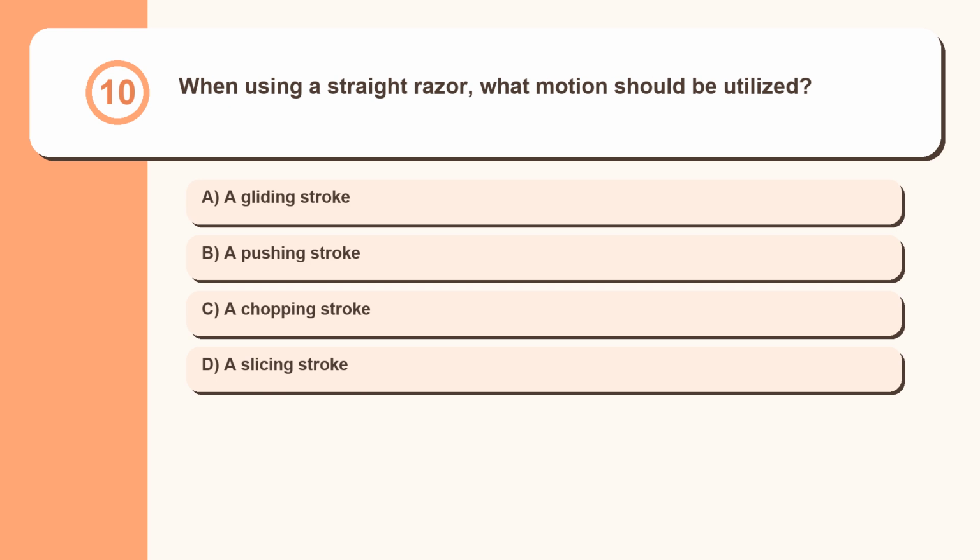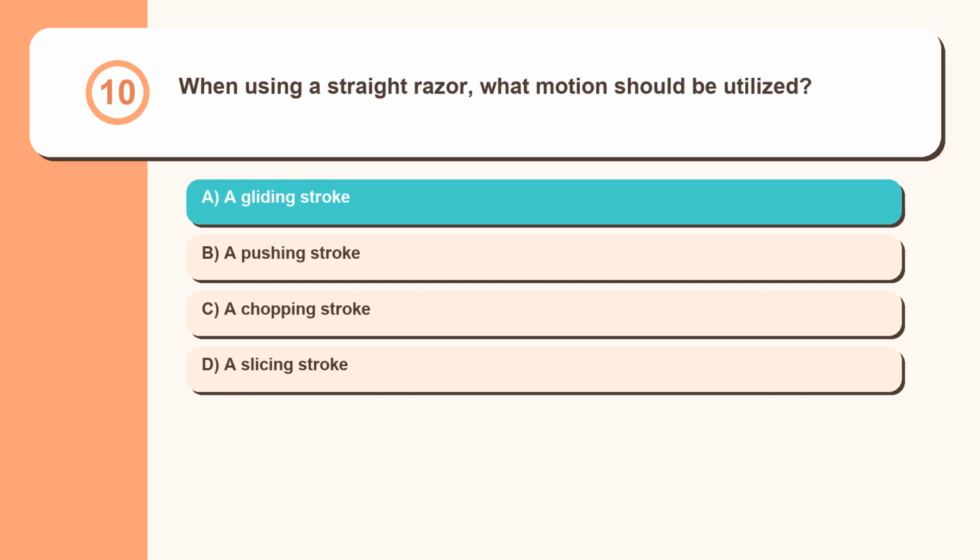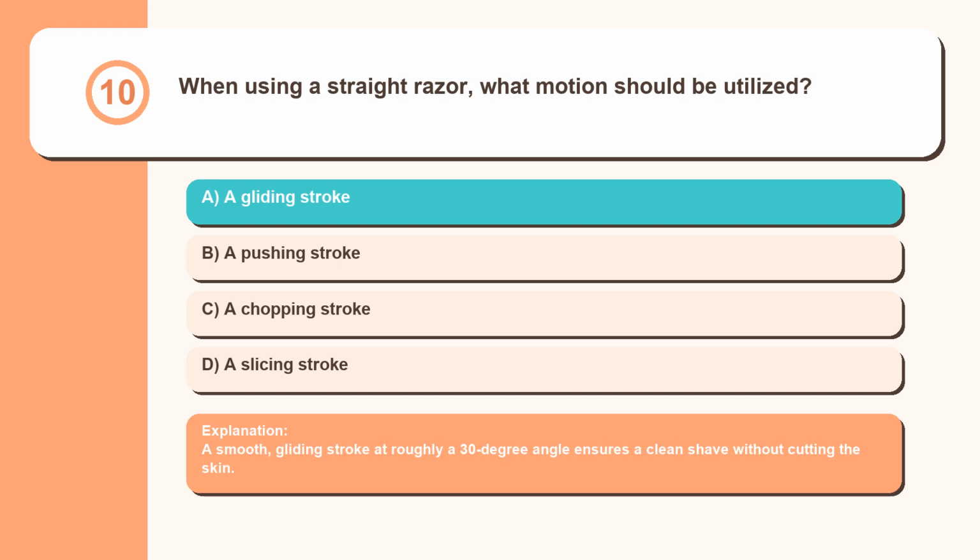Question 10. When using a straight razor, what motion should be utilized? A gliding stroke, a pushing stroke, a chopping stroke, a slicing stroke. A smooth, gliding stroke at roughly a 30-degree angle ensures a clean shave without cutting the skin.